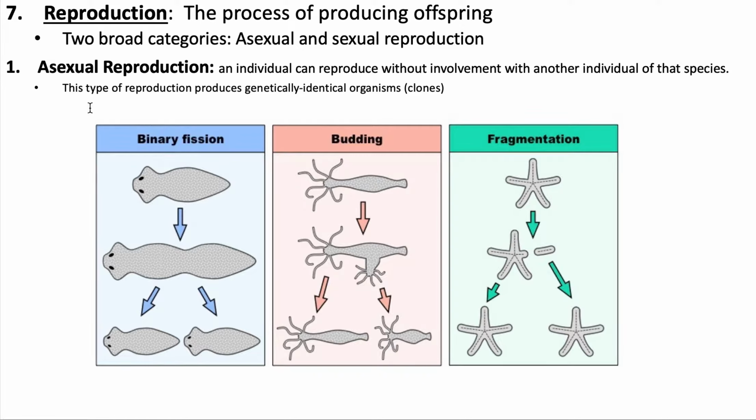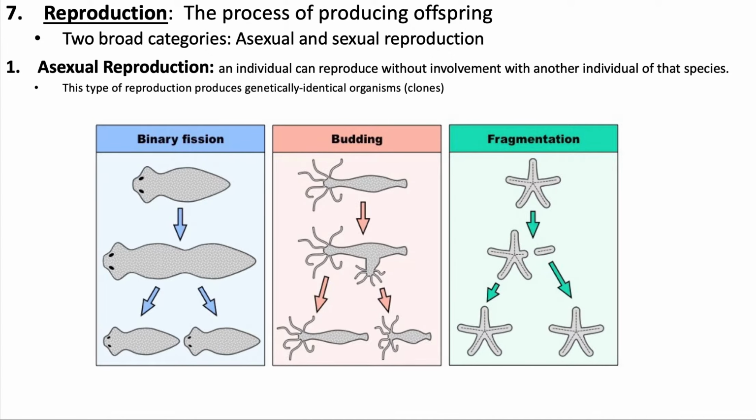Within it, we have two broad categories. We have asexual reproduction and sexual reproduction. We're going to start off with asexual reproduction. This is when an individual can reproduce without the involvement of another individual of that species. This type of reproduction produces genetically identical organisms, which are called clones.